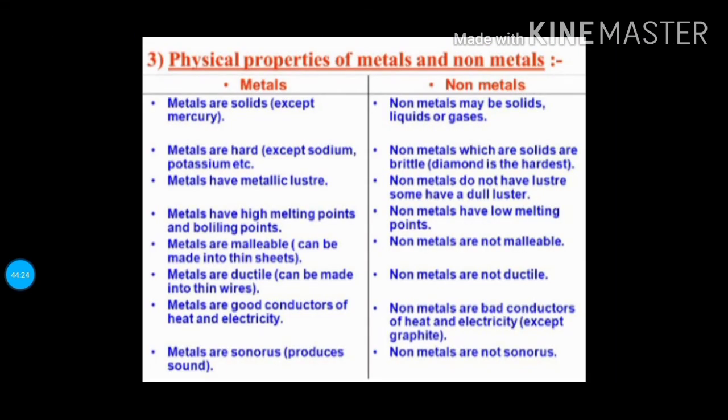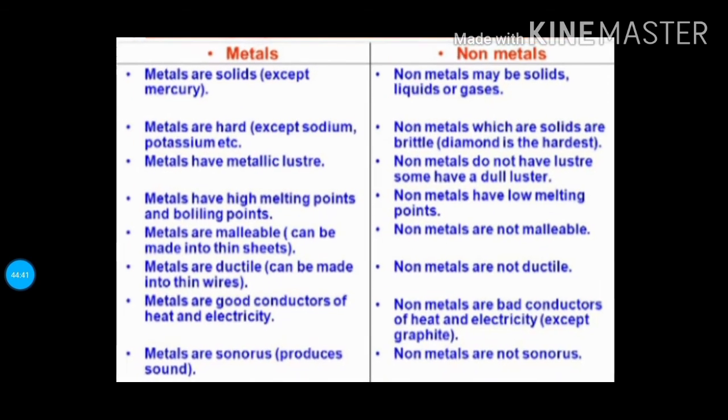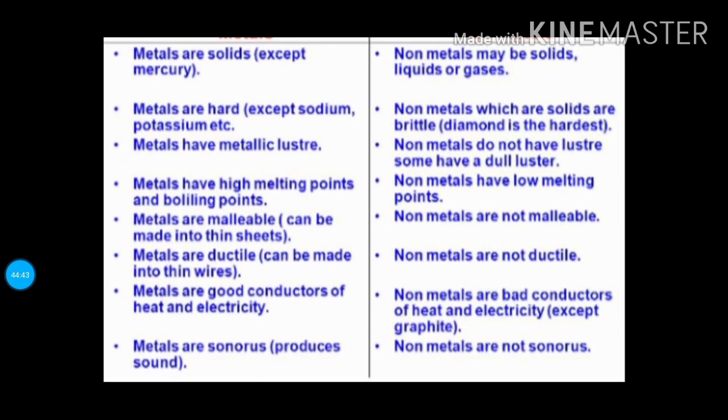So let's have a look. Here we can see the difference between the physical properties of metals and non-metals. Metals are solid; non-metals are solid, liquid or gas. The exception case is also written here, except mercury. Second point: metals are hard except sodium and potassium. We know that these are very soft in nature. We can even cut them with the help of a knife.